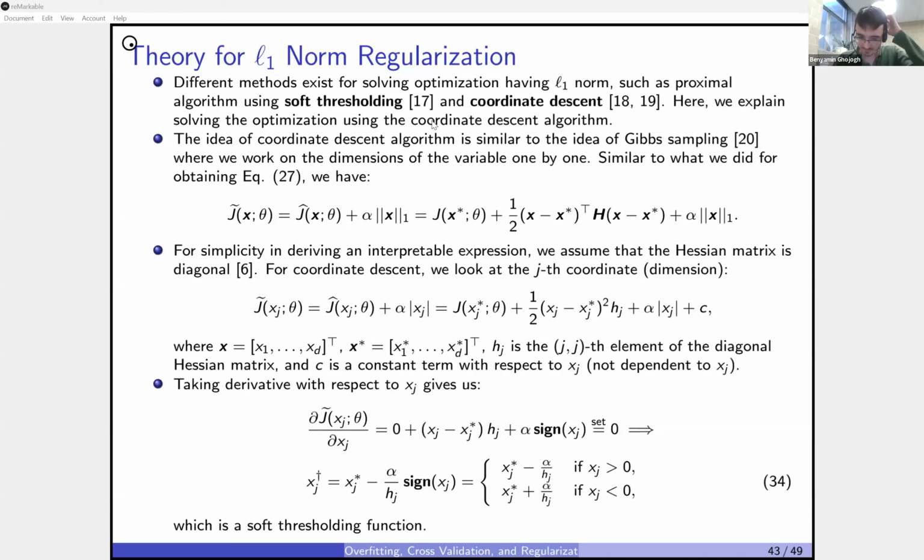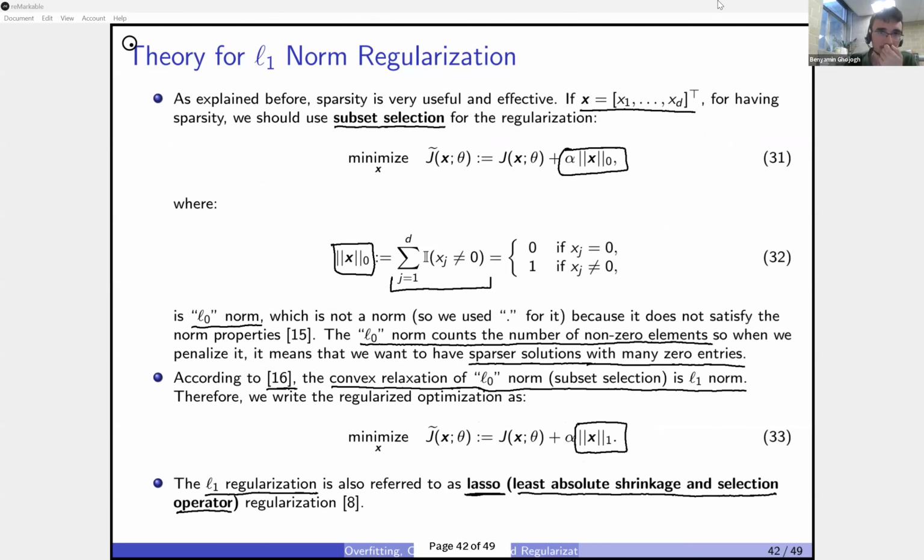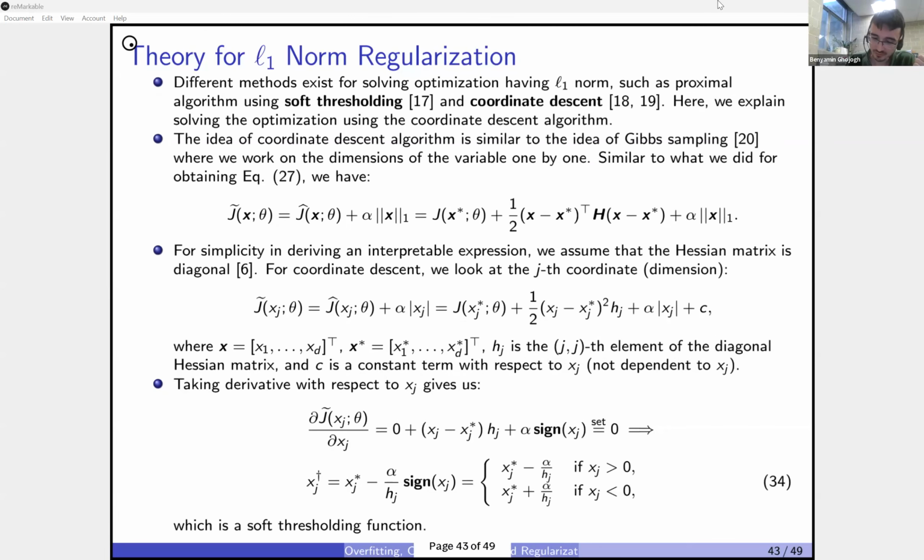So we continue. We were talking about L1 norm lasso regularization. We said different methods exist for solving optimization having the L1 norm, such as the proximal algorithm using soft thresholding, and coordinate descent. You can see these references. For more information, you can see the lecture on non-smooth optimization in my course optimization techniques. I have thoroughly talked about different algorithms for solving non-smooth optimization in that lecture.